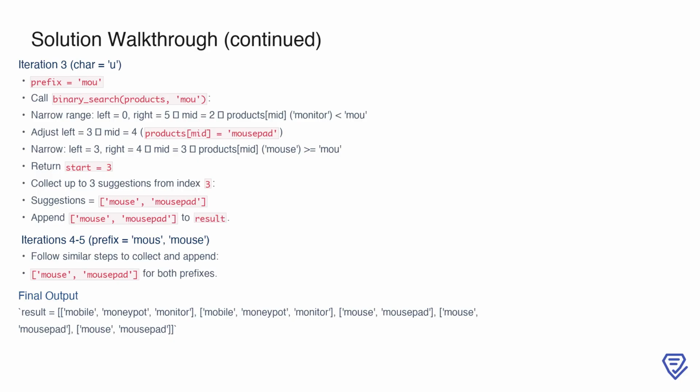The same steps are repeated for the next 2 characters, S and E, resulting in prefixes mous and mouse. For both of these, the binary search identifies the same starting index of 3, and the collected suggestions remain mouse, mousepad.